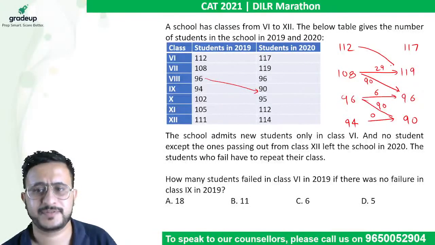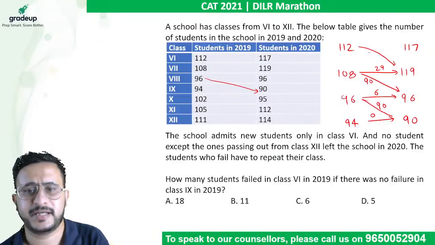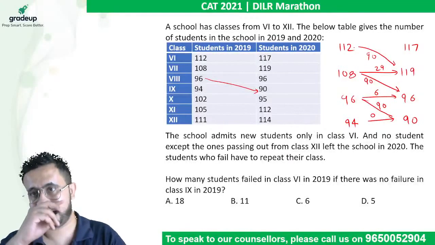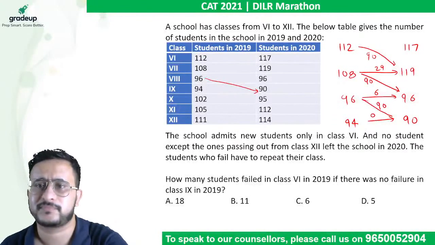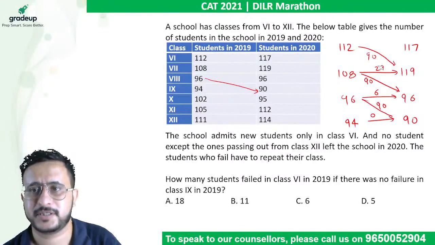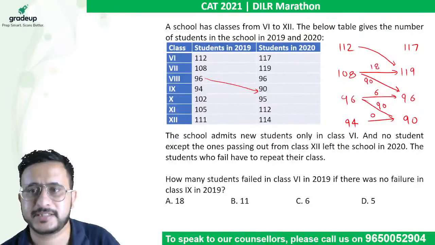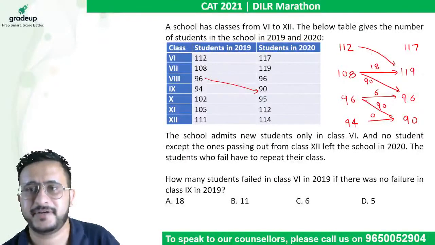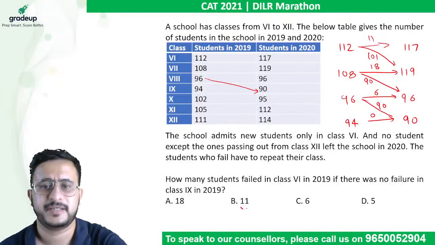right, 112 से क्या हुआ कि यहाँ पे कितने आ जाएंगे, 90 आ जाएंगे, right? Why are we getting 22? Okay, sorry, I made a mistake. Total तो 108 है ना, so 90 यहाँ गए, 18 यहाँ चले गए, right? So that means 101 came from here, so that means 11 fail हो गए, right? So the answer will be 11.